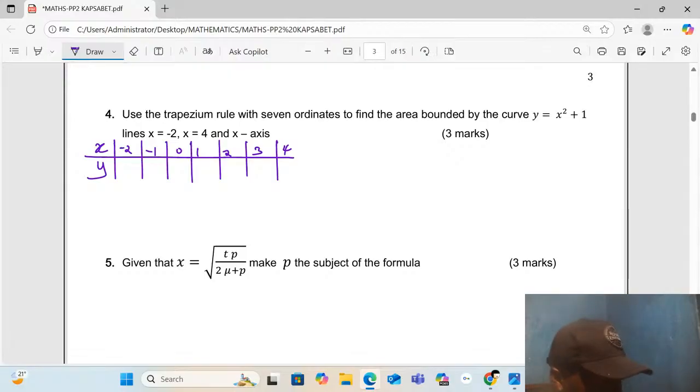Number 4 was: use the trapezium rule with 7 ordinates to find the area bounded by the curve y is equal to x squared plus 1, whereby the lines of x run from -2 to 4. Then we find the values of y. We simply take x squared and then plus 1.